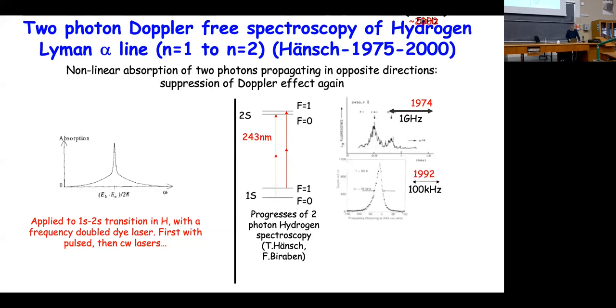Then the progress has been, again, very big. 20 years later, instead of 1 gigahertz, you have here 100 kilohertz. And you see the line is now about 20 or 30 kilohertz. At this scale, the other hyperfine structure line is kilometers away. You cannot see it because the resolution is so big. And then again, something like 10 years later, here a width of about 500 Hertz. And you have now a very narrow 2-photon transition line here.